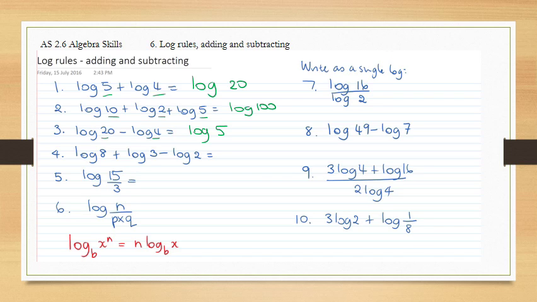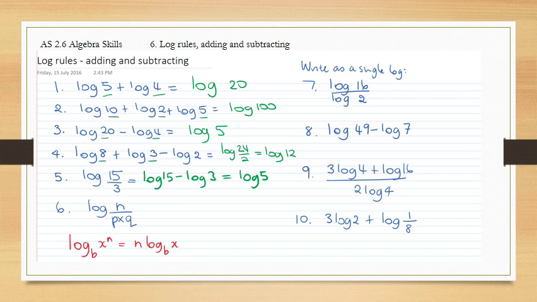This one here, we do the addition part first, which means we multiply, so we'll have log 24, and then subtracting 2 means divide by 2, so we can write that as log 12. The next one, log 15 over 3, can be written as log 15 subtract log 3, which in a single log is log 5.